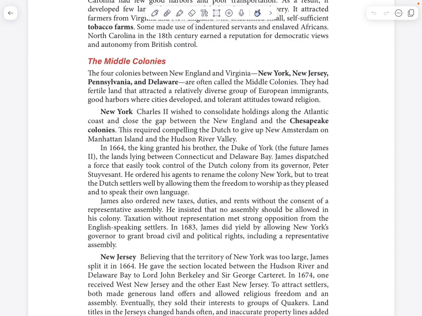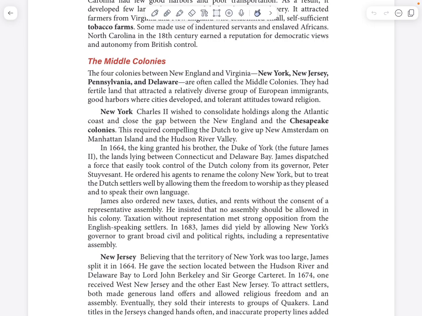New York. Charles II wished to consolidate holdings along the Atlantic coast and close the gap between the New England and the Chesapeake colonies. This required compelling the Dutch to give up New Amsterdam on Manhattan Island and the Hudson River Valley. In 1664, the king granted his brother, the Duke of York, the future James II, the land lying between Connecticut and Delaware Bay.